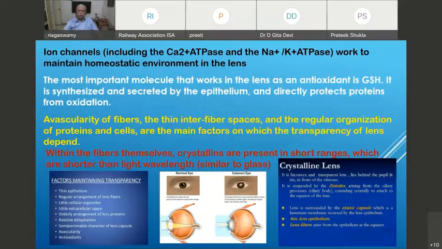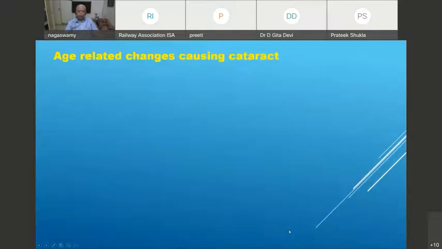The crystalline lens is biconvex and transparent. It is suspended by the zonules arising from the ciliary process, extending centrally to attach to the equator of the lens. The lens is surrounded by an elastic capsule, which is a basement membrane secreted by the lens epithelium. There is an anterior lens epithelium, and lens fibers arise from the epithelium at the equator.